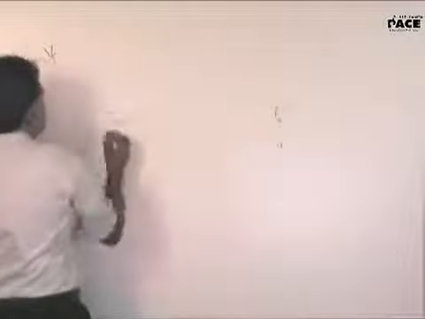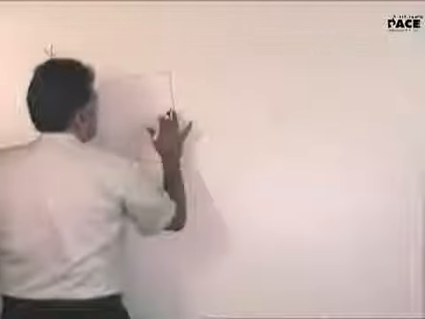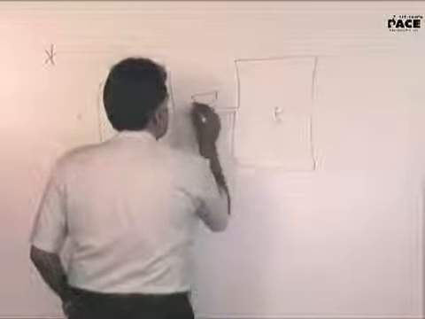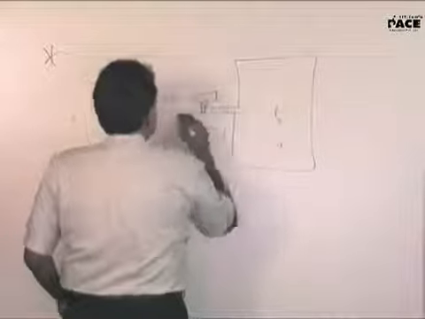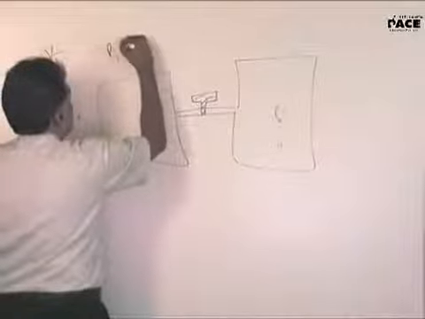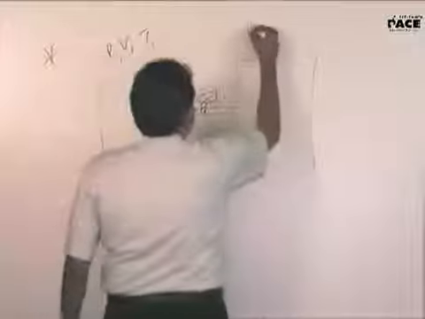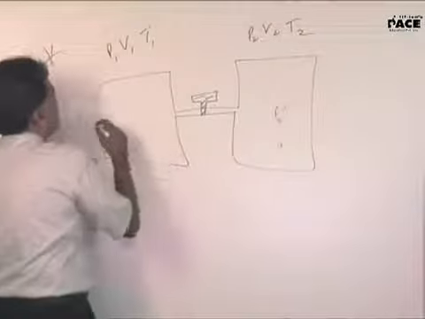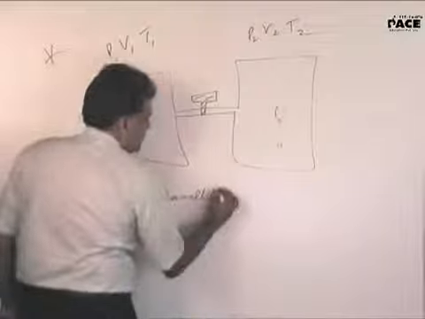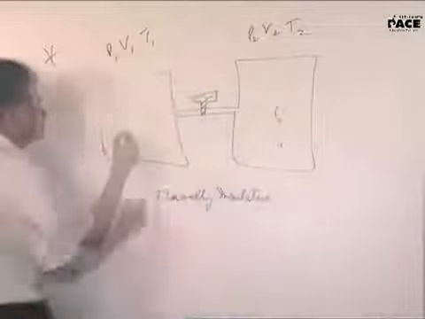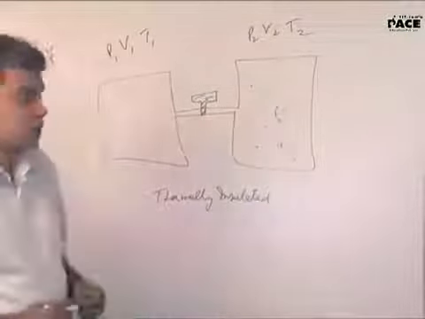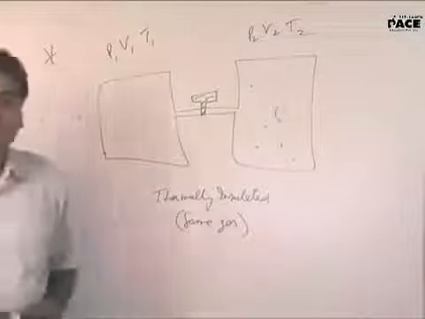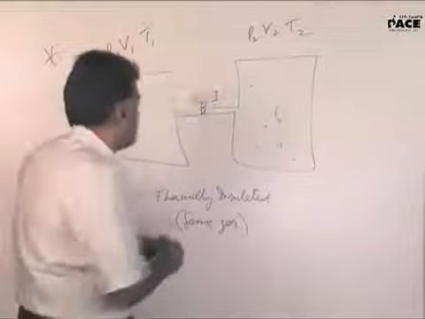we have got 2 vessels which are thermally insulated, and the pressure, volume and temperature are P1, V1, T1 here and P2, V2, T2 here. Both vessels are thermally insulated. It is the same gas on both sides. So now you open the stopcock.